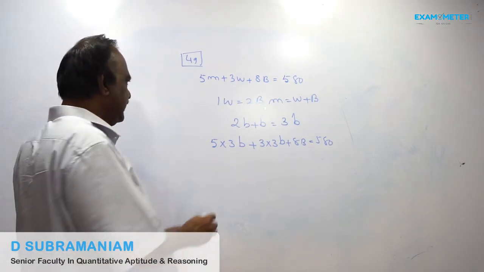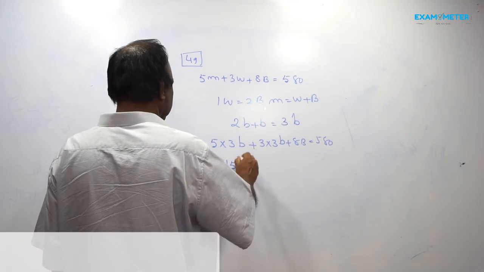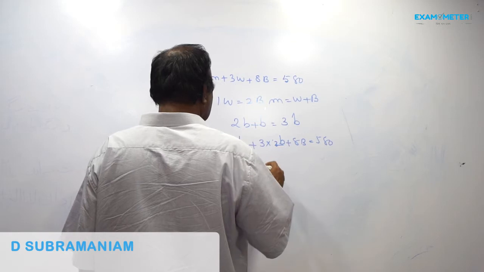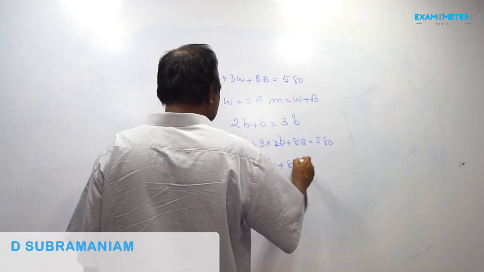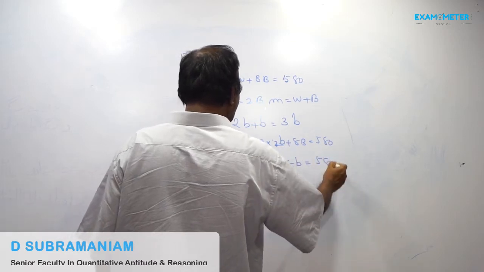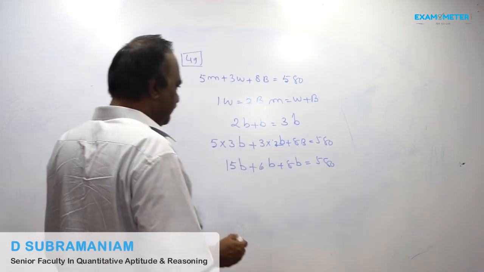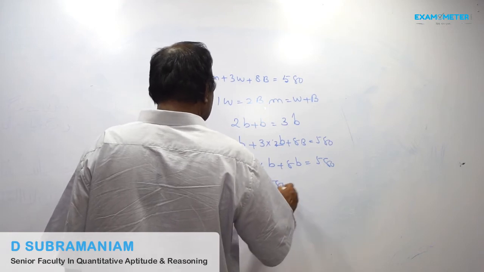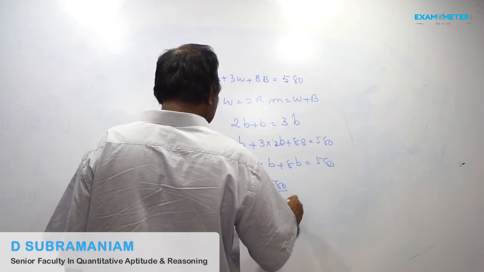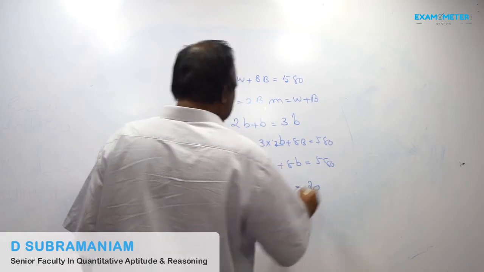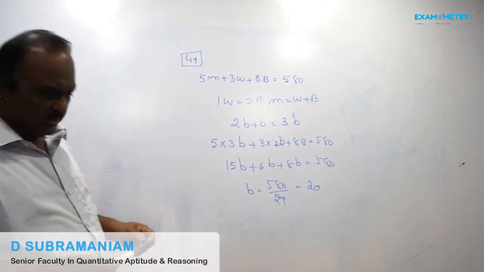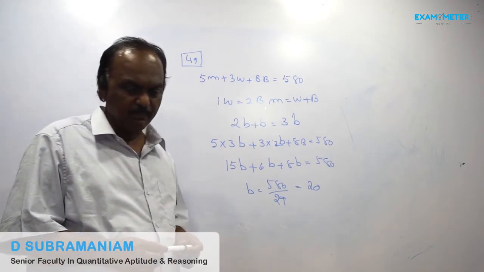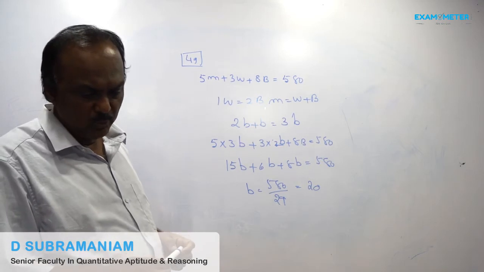So 5 into 3, 15b, plus 3 into 2, 6b, plus 8b is equal to 580. So 1b is equal to 580 by 29. That is 20 rupees. So a boy is getting 20 rupees.